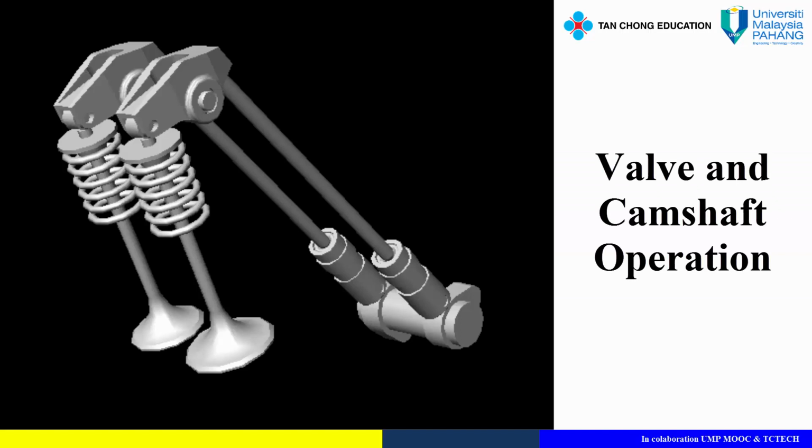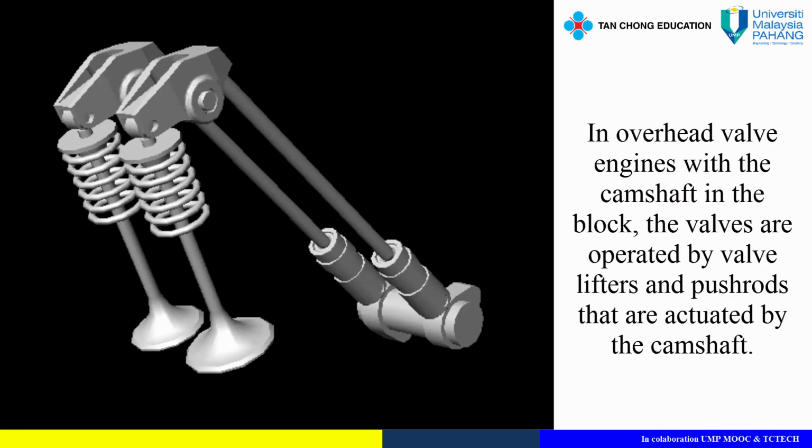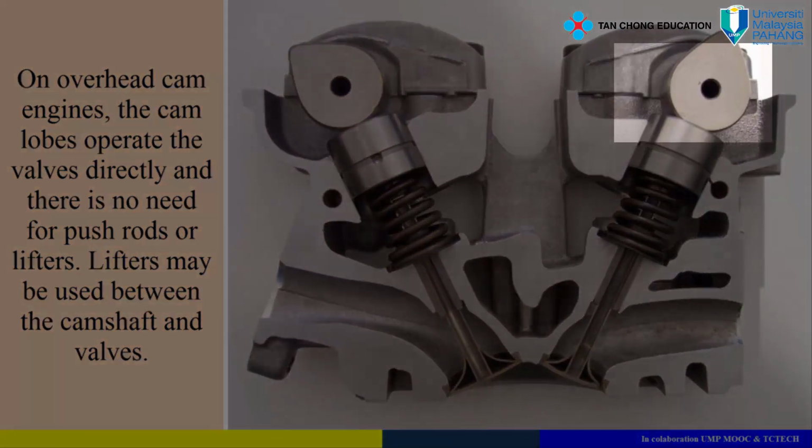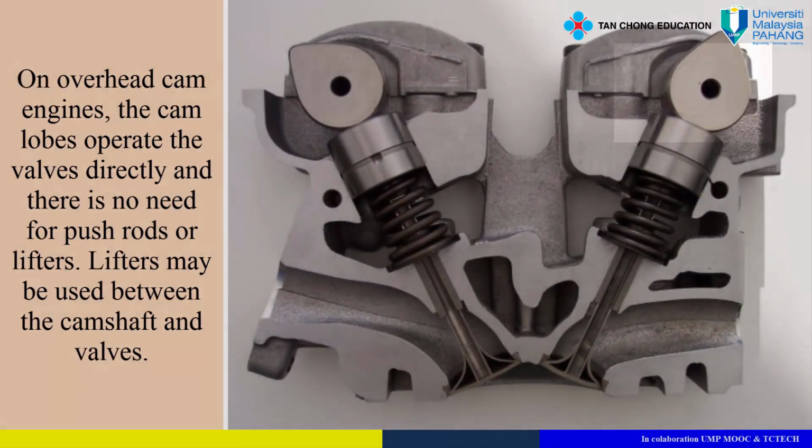Valve and camshaft operation. In overhead valve engines with the camshaft in the block, the valves are operated by valve lifters and pushrods that are actuated by the camshaft. On overhead cam engines, the cam lobes operate the valves directly, and there is no need for pushrods or lifters. Lifters may be used between the camshaft and valves.